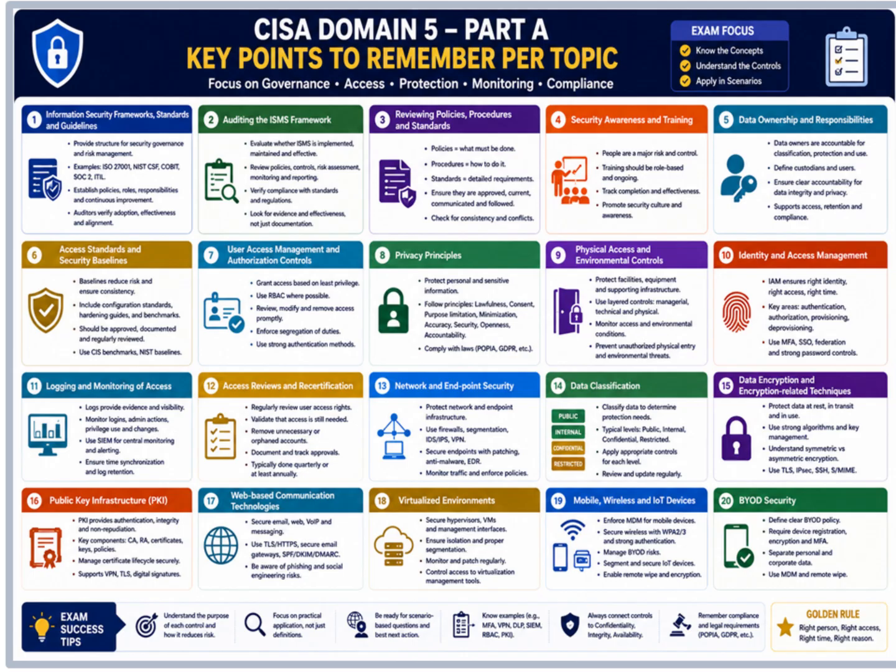User access management and authorization controls are built around least privilege, role-based access control, segregation of duties, strong authentication, and timely removal of access. Privacy principles focus on protecting personal and sensitive information while complying with regulations such as POPIA and GDPR. Physical access and environmental controls protect facilities, infrastructure, and supporting systems through layered physical security measures. Identity and access management, or IAM, ensures the right users receive the right access at the right time.